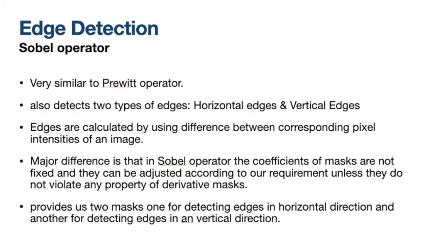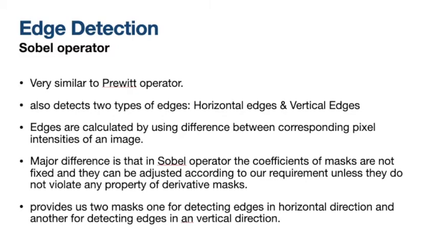Then you have Sobel operator. Sobel operator is similar to Prewitt operator, that is, it detects two types of edges, horizontal edges and vertical edges. And here edges are calculated by using differences between corresponding pixel intensities of an image. But the major difference is that in Sobel operator, the coefficients of the mask are not fixed, and they can be adjusted according to our requirement, unless they violate any property of a derivative mask.